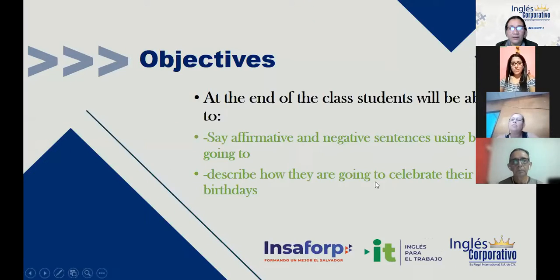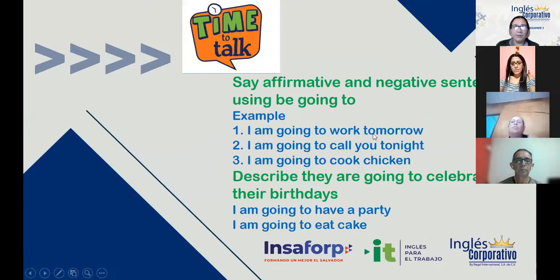Here we have the talking time. Time to talk. Say affirmative and negative sentences using be going to. Of course, I have some examples. I am going to work tomorrow. I am going to call you tonight. I'm going to cook chicken. Right. So this is what we use when we already have a plan, when we already have decided what we are going to do.